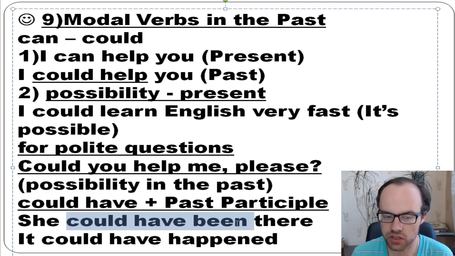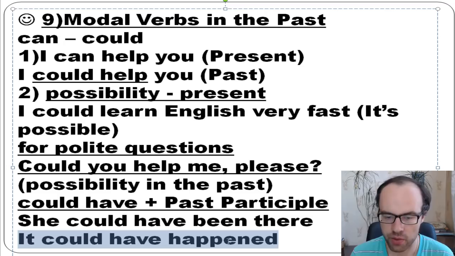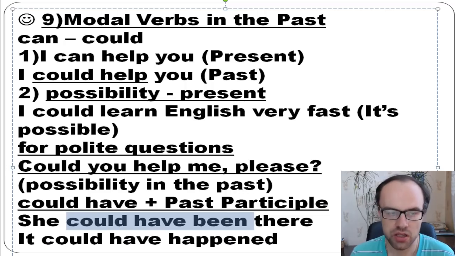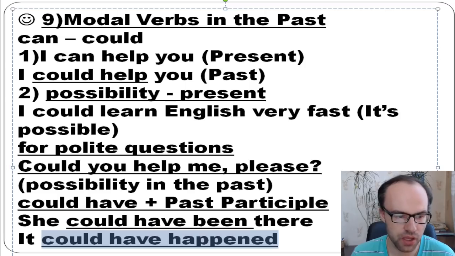It means that it was possible for her to be there, but she wasn't. It could have happened. So it was possible for something to happen, but it didn't happen in reality. So she could have been there. It could have happened. So very important English grammar.